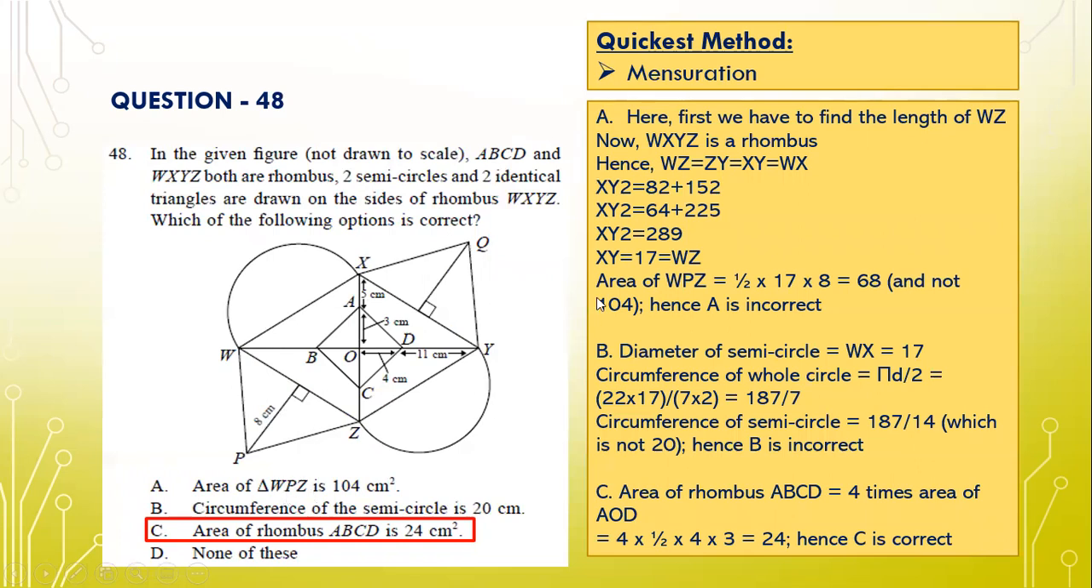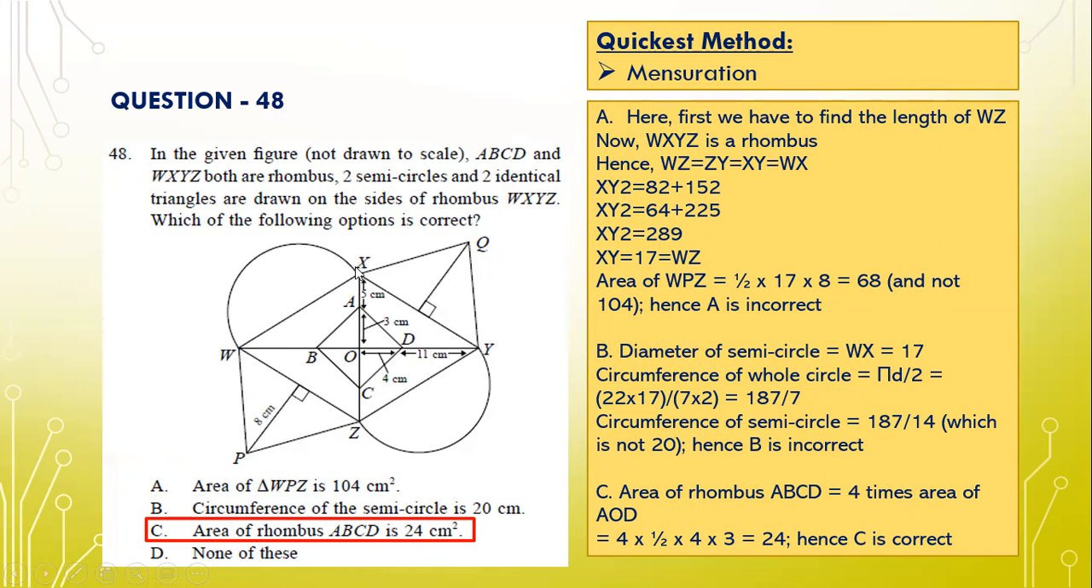Area of triangle WPZ is 104. Let's see. For the area of WPZ, it is half into base into altitude. We know the altitude. Altitude is 8 centimeter. What is the base? What is WZ? Now again in a rhombus, the length of the side is the same. So WZ is equal to ZY is equal to YX is equal to XW, isn't it?